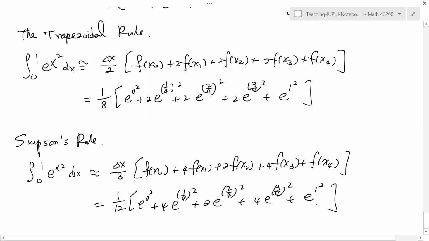Now, the expressions of those sums are quite different. But if you use a calculator to estimate those three sums, they are very close to each other. And you will see that Simpson's rule gives you the better estimate.